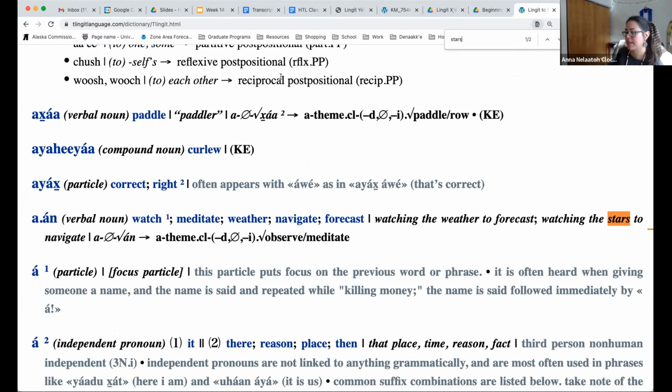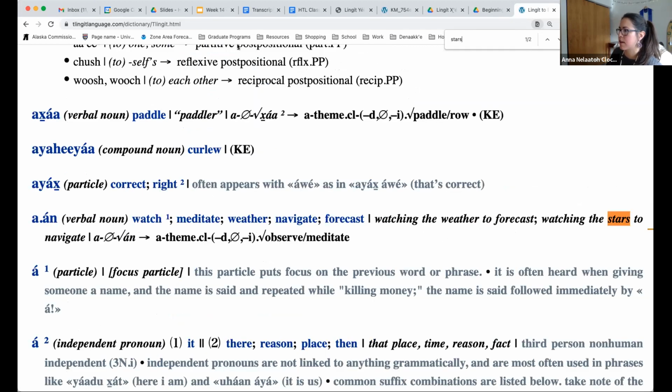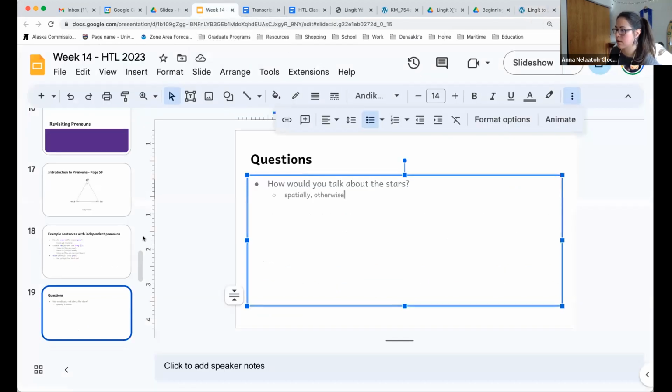There is a word for watching, meditate, weather, navigate, forecast. Watching the weather to forecast, watching the stars to navigate. This is a cool concept that X'éig taught us about in one of his classes years ago. He would talk about people who would just sit for days in one spot or for long periods of time in one spot, making observations and then being able to forecast the weather, which I think is really cool. For a subject to navigate using weather and stars would be the verb root on. That's the same word. Weather. I don't see an example yet that answers your question, but I'll keep my eye out for it and ask Renee as well.